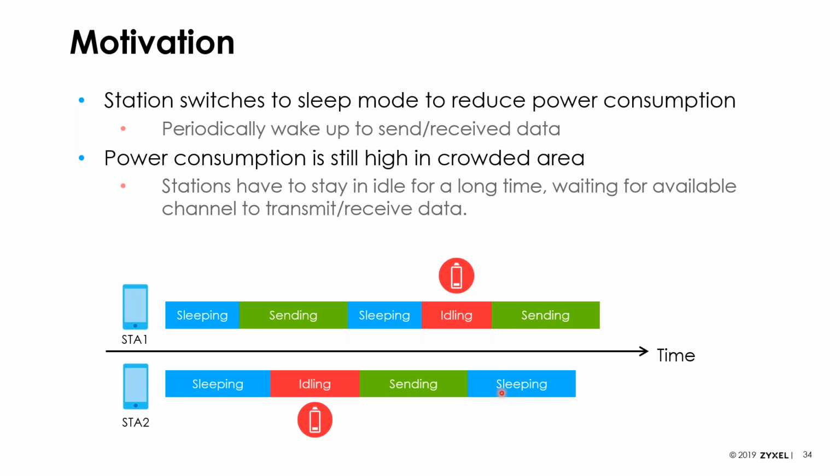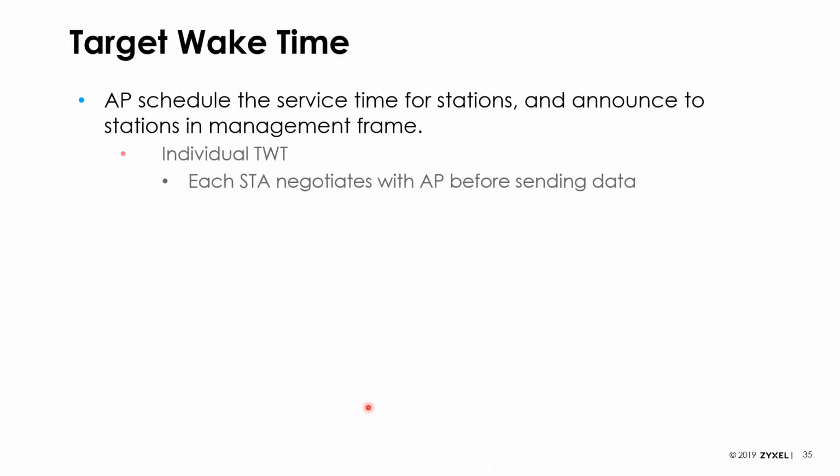So basically we don't have any scheduling available for clients to communicate with the AP, and since only one client can communicate at the same time with the AP, the other clients need to wait for their transmission, resulting in poor airtime usage and unnecessary battery consumption.